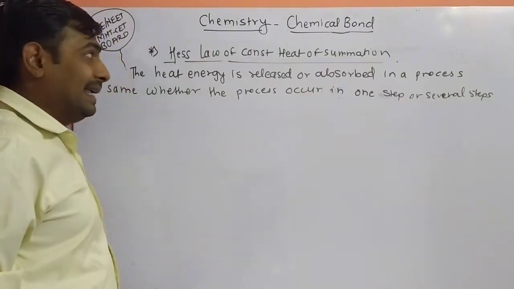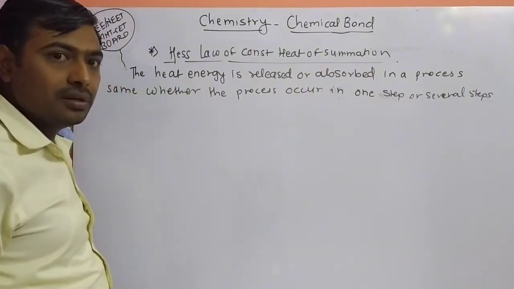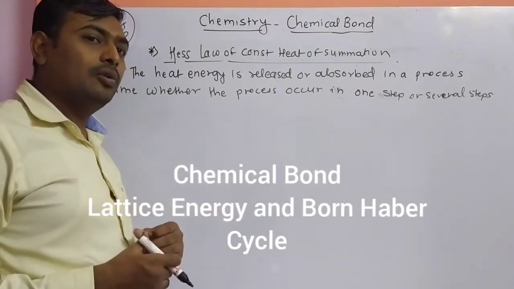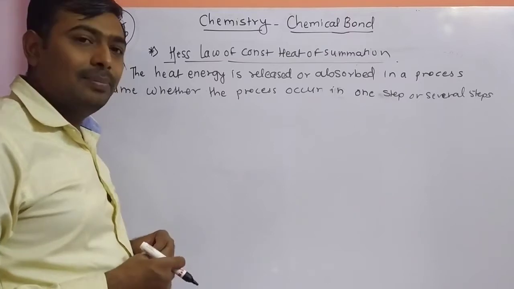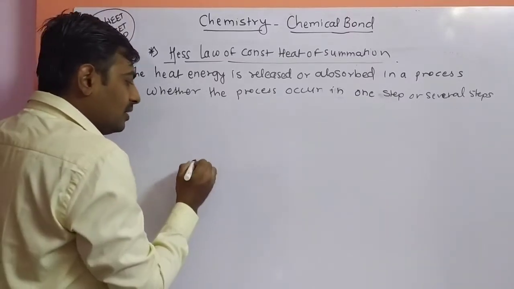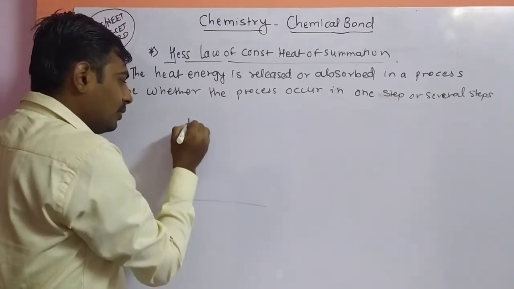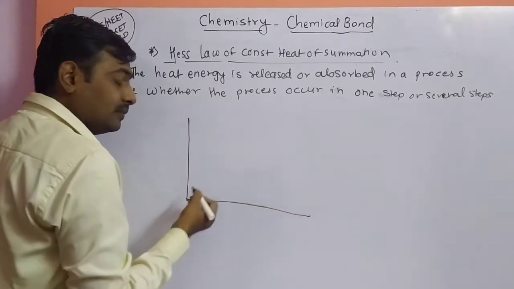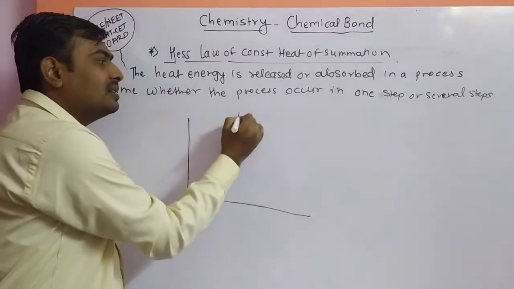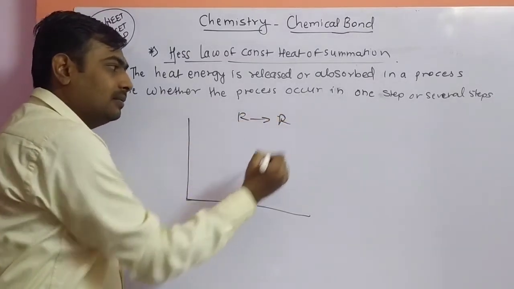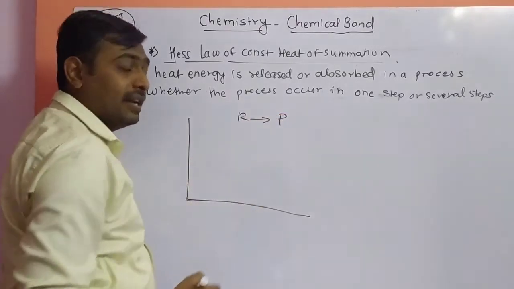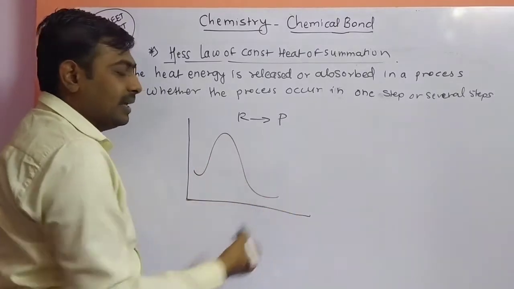Next point, Hess's law of constant heat of summation. It depends on several steps or the enthalpy related to the reactions. Enthalpy of reaction means, if you observe the energy curve of a reactant, each and every atom or molecule has some amount of energy. If a reactant is converted into a product in any reaction, at that time this energy will be observed.